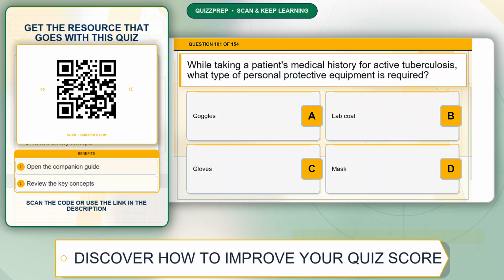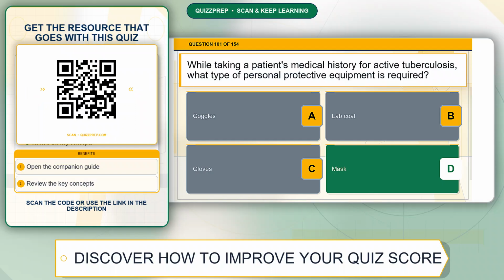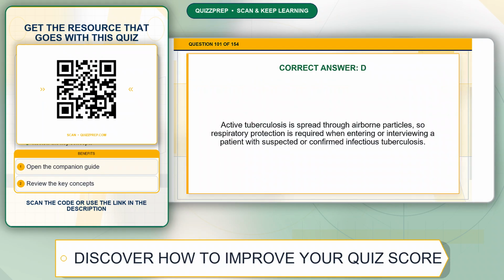Question 101. While taking a patient's medical history for active tuberculosis, what type of personal protective equipment is required? Option A, goggles. Option B, lab coat. Option C, gloves. Option D, mask. The correct answer is option D, mask. Explanation. Active tuberculosis is spread through airborne particles, so respiratory protection is required when entering or interviewing a patient with suspected or confirmed infectious tuberculosis.